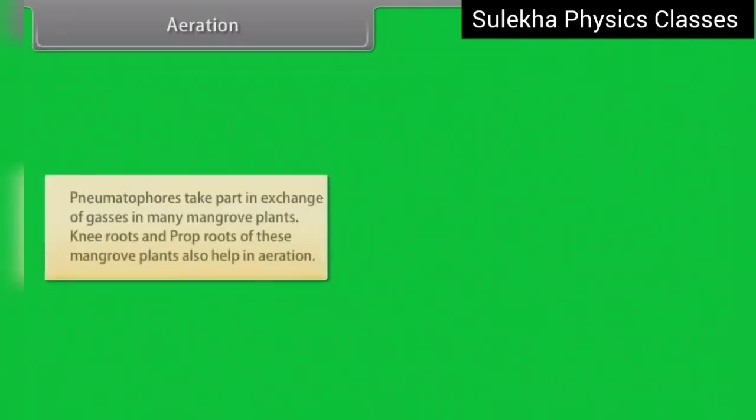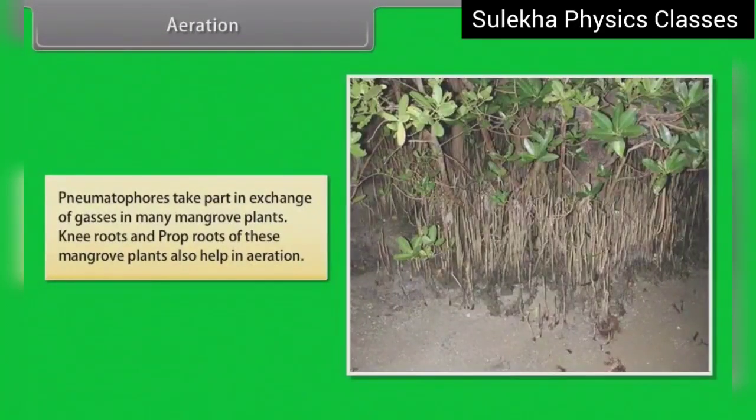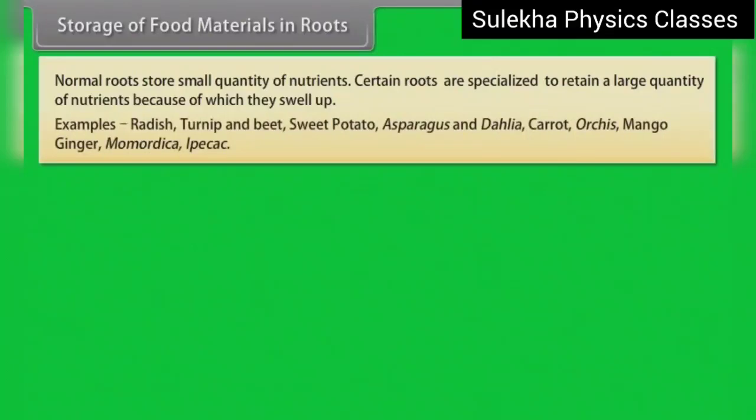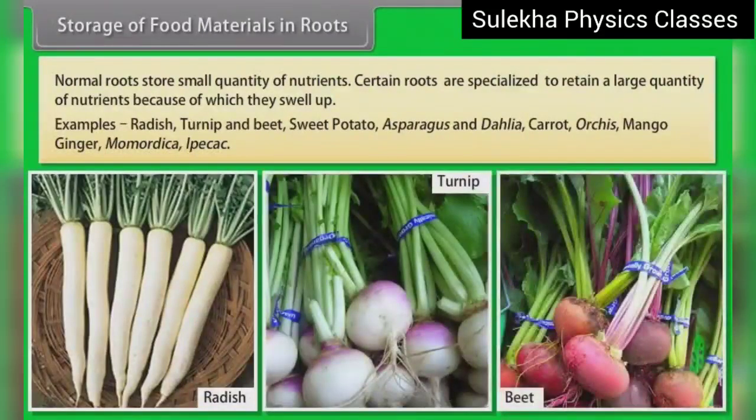Aeration: pneumatophores take part in exchange of gases in many mangrove plants. Knee roots and prop roots of these mangrove plants also help in aeration. Storage of food materials in roots: normal roots store small quantities of nutrients. Certain roots are specialized to retain a large quantity of nutrients, because of which they swell up. Examples, radish, turnip and beet, sweet potato, asparagus and dahlia, carrot, orchids, mango, ginger, Momordica, ipecac.